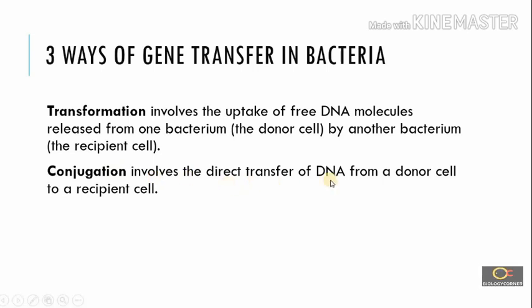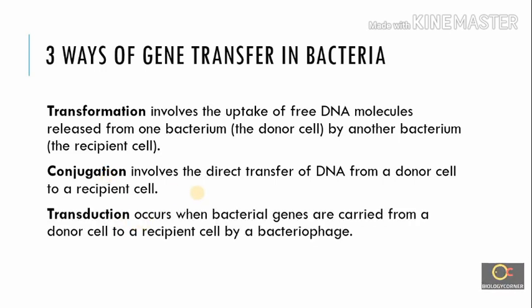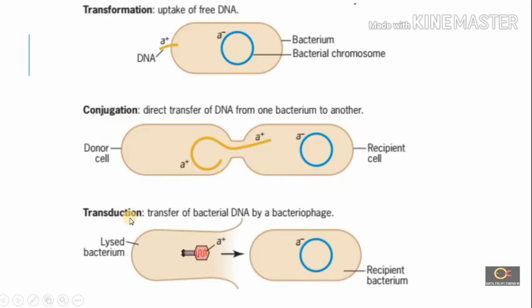Conjugation involves direct transfer of DNA from a donor cell to a recipient. This is the type of gene transfer where cell-to-cell contact is mandatory, and keep in mind, conjugation is always a one-way exchange. Only one cell at a time acts as a donor. In transduction, bacterial genes are carried from one cell to another by bacteriophages.